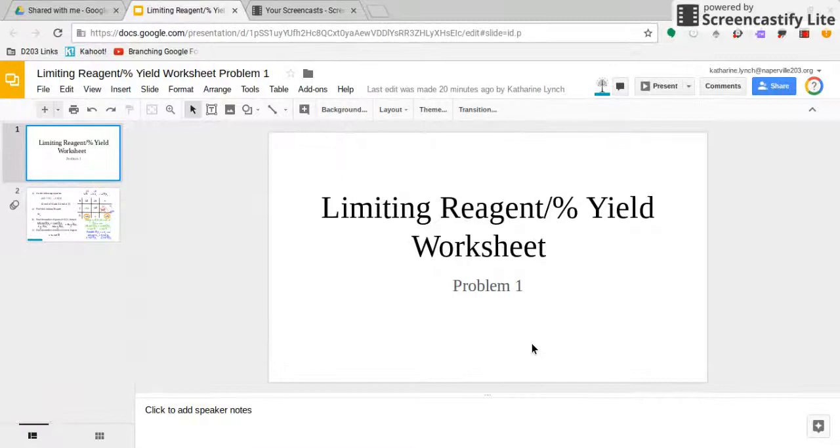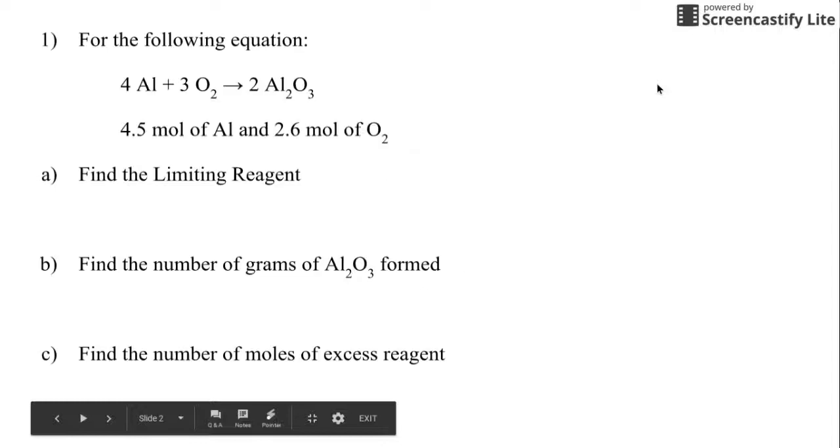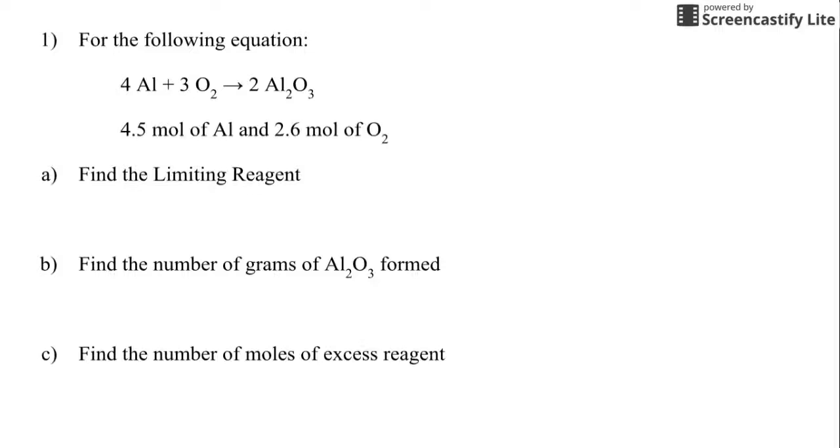I'm going to be doing the limiting reagent percent yield worksheet, problem number 1. This is the problem on that pink worksheet. For the following equation, 4 aluminum plus 3O2 yields 2Al2O3, or aluminum oxide, we've got 4.5 moles of aluminum and 2.6 moles of oxygen. We have to find the limiting reactant, find the number of grams of the product aluminum oxide formed, and find the number of moles of excess reagent.